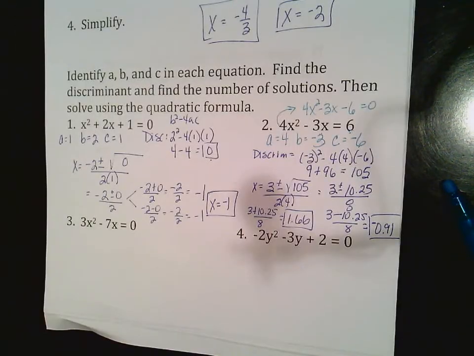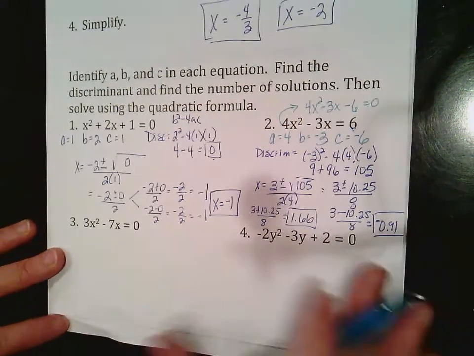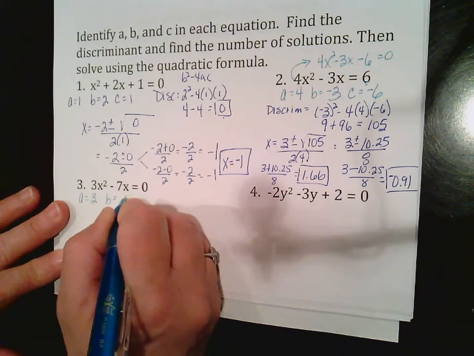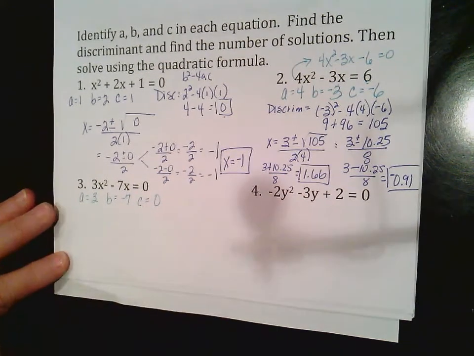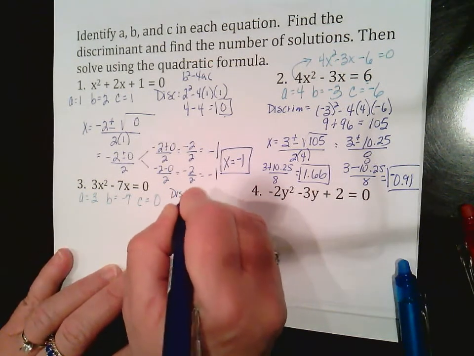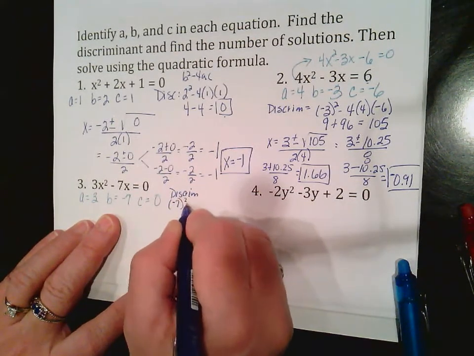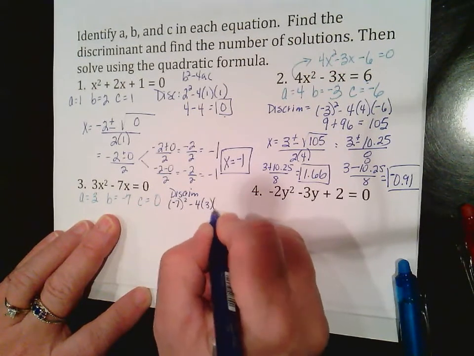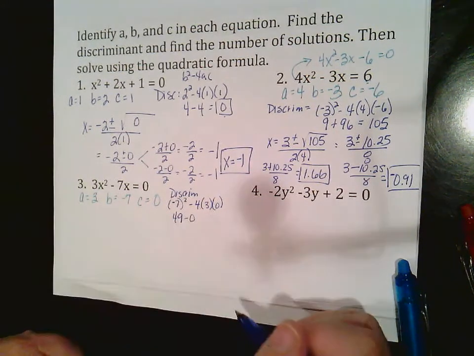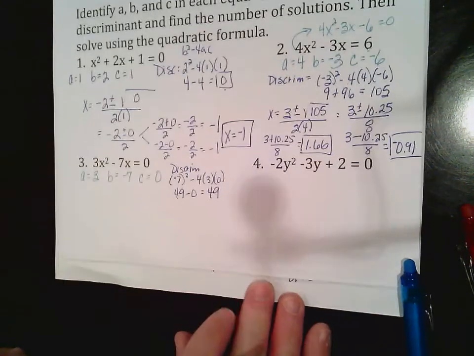All right, number 3. Okay, it's set equal to 0, so I don't have to move anything around. My a is 3. My b is -7. That's the number in front of x. I don't have a c, so it's 0. Remember, whenever you don't have anything, it's 0. All right, my discriminant is b squared minus 4ac, so that's -7 squared minus 4 times 3 times 0, which is 49. 4 times 3 times 0, anything times 0 is 0, minus 0, which is 49. So it's positive, so I'm going to have two real solutions.